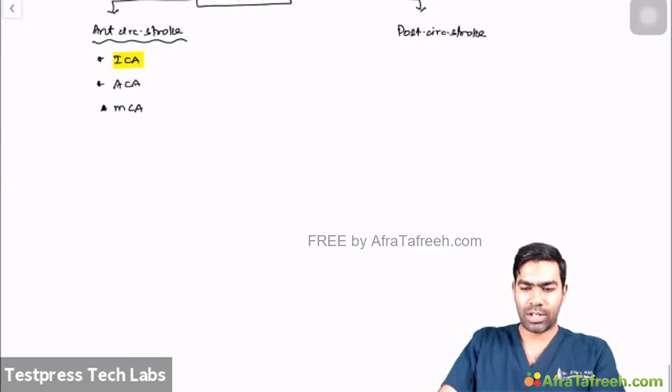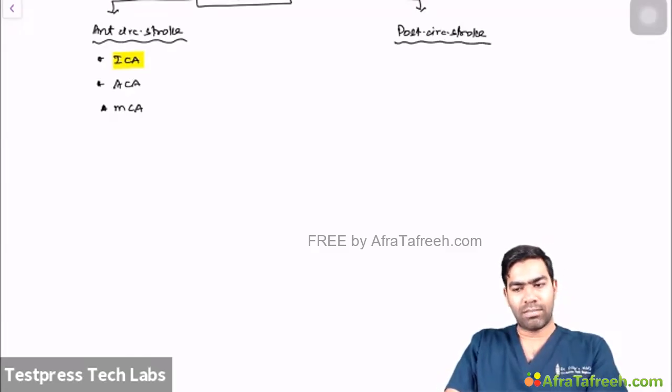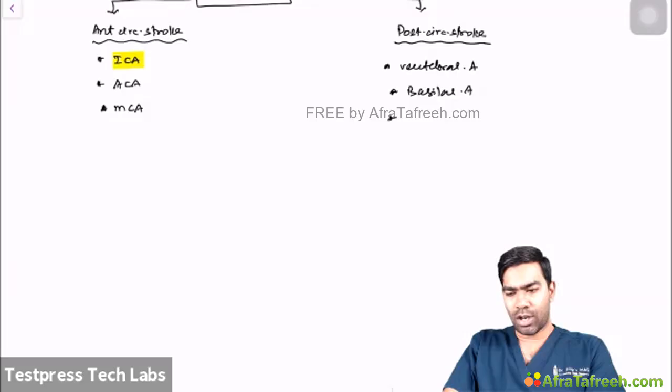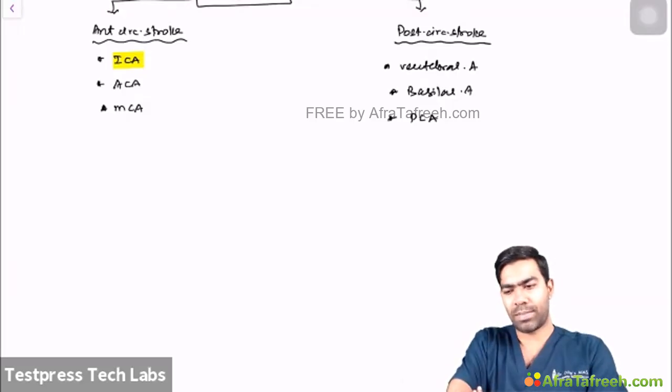As far as the posterior circulation stroke is concerned, it's commonly called the vertebrobasilar system. Which means either the lesion will be in the vertebral artery or in the basilar artery and its branches. And this is the vertebrobasilar system we are talking about. The basilar artery finally bifurcates into two posterior cerebral arteries, so the lesion can be in the posterior cerebral artery. These are the usual arteries that are affected in a posterior circulation stroke.